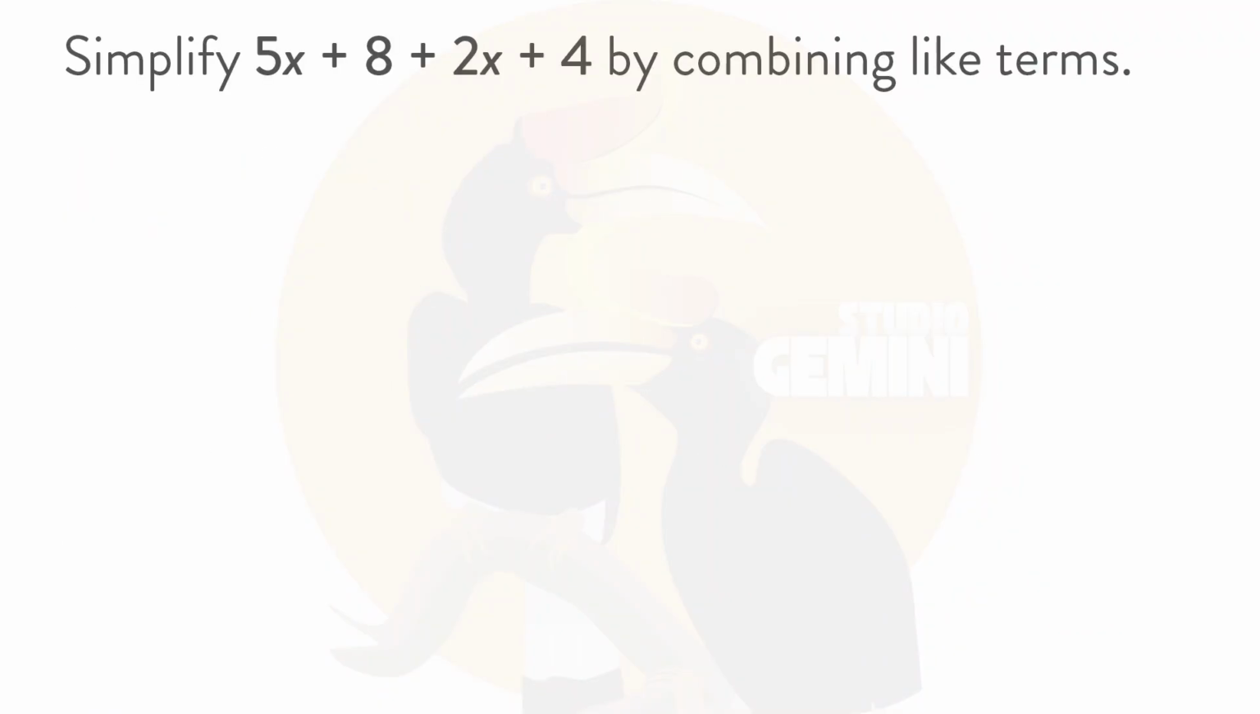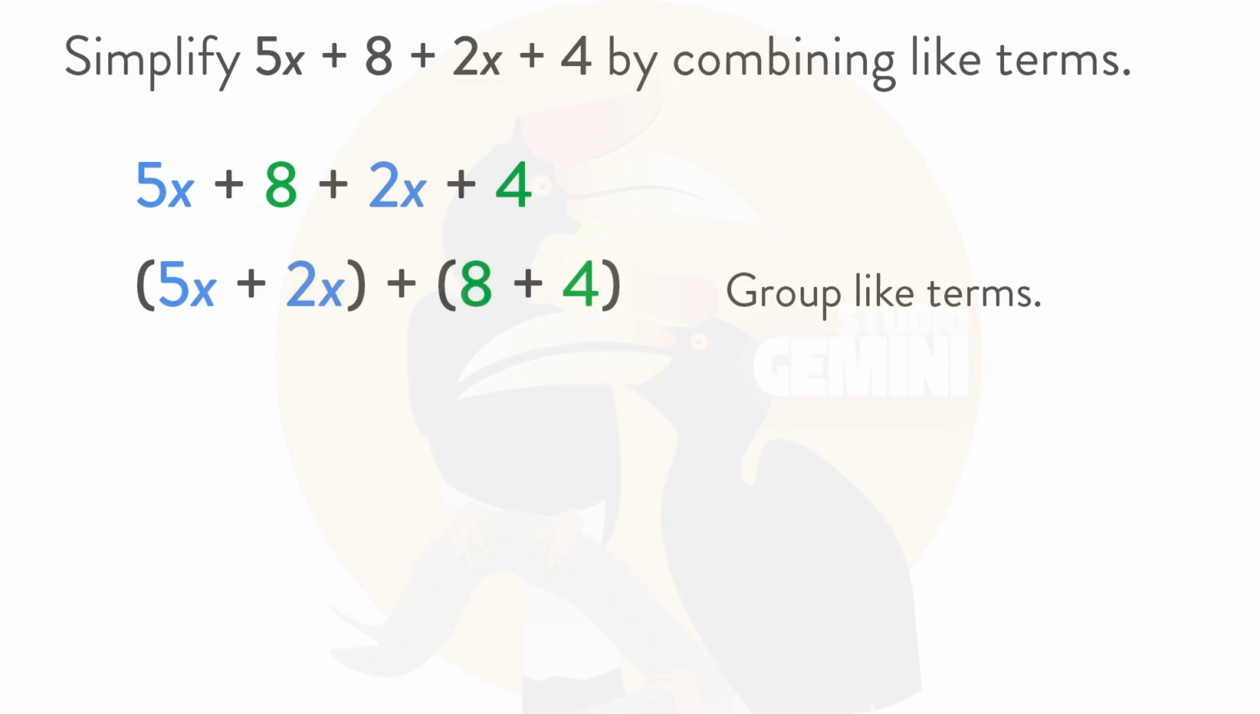So look at this expression. 5x plus 8 plus 2x plus 4. These are the pair of like terms. 5x and 2x because they each have the variable x. 8 and 4 because they don't have any variables. Let's group these together. To simplify, we add.